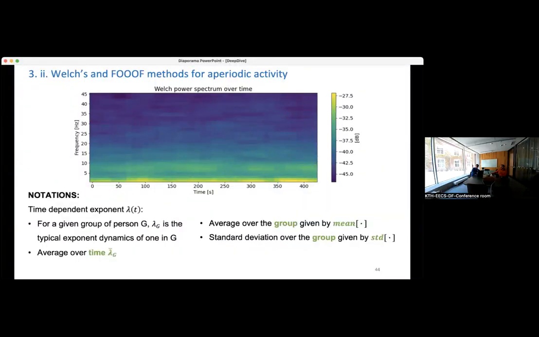Then we will look at this lambda in the different brain regions and different patients. So we will denote, this is just notation, lambda bar as the average over time of lambda for a given group, and then we'll average over different groups with this notation, mean and STD.